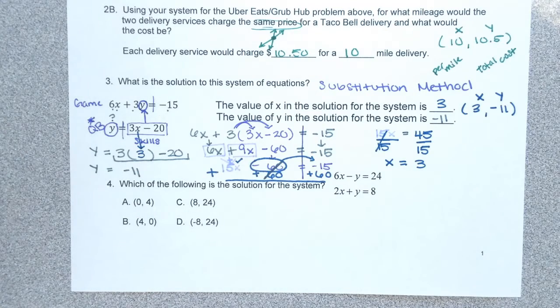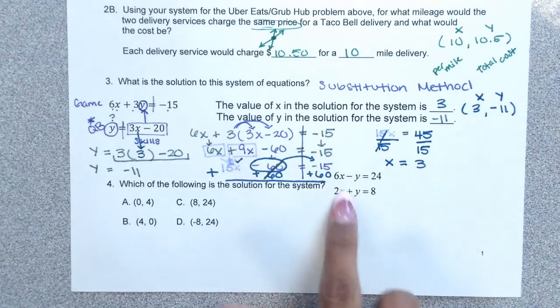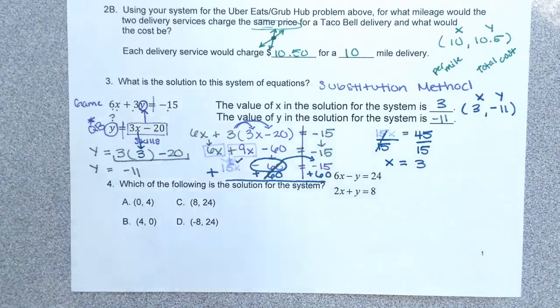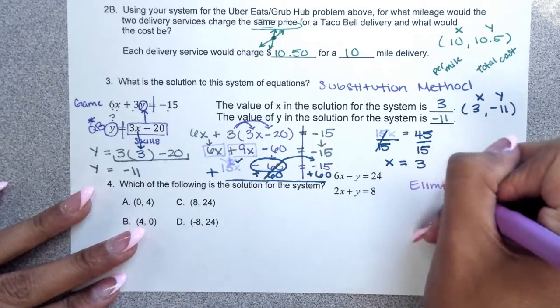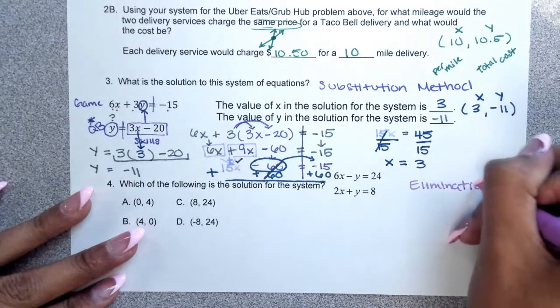Number 4 says, which of the following is the solution for the system? So again, what is the best method to solving this? So I'm looking and I'm deciding that the best method is probably going to be elimination. Here's why I'm choosing the elimination method.